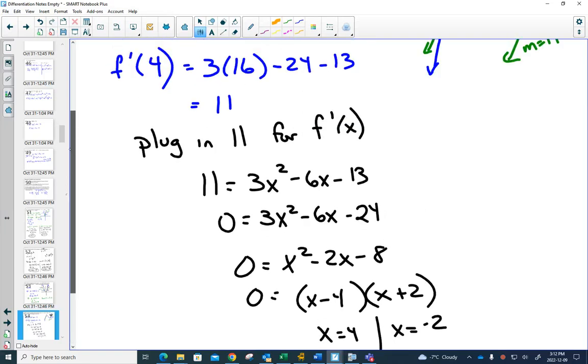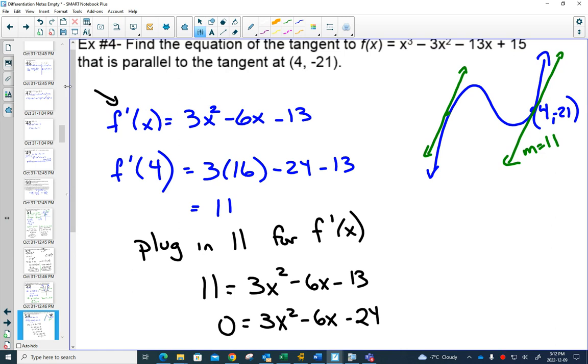And now we know this much information. We know that this other line still has a slope of 11. We know that the x coordinate is minus 2. And we still want to find the equation of that second line. So what are the two things you need for an equation of a line? You need a point and a slope. We've got the slope already. We've almost got the point. Any idea how to find the y coordinate of that point?